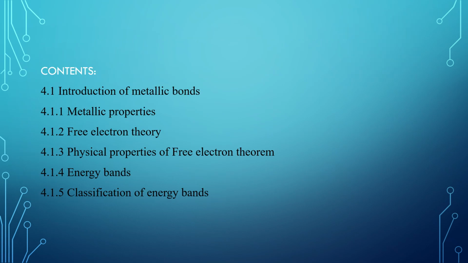Contents of this chapter include introduction of metallic bonds, metallic properties, free electron theory, physical properties of free electron theory, energy bands, and classification of energy bands.